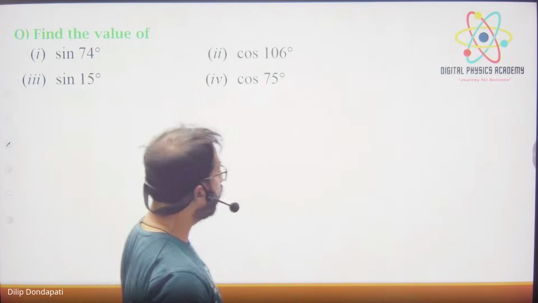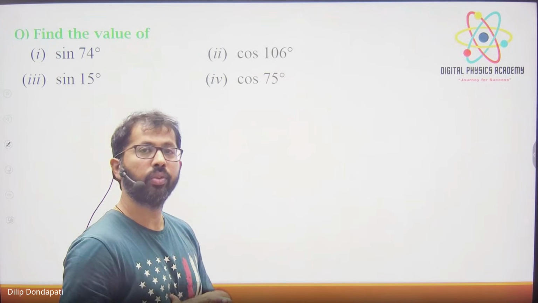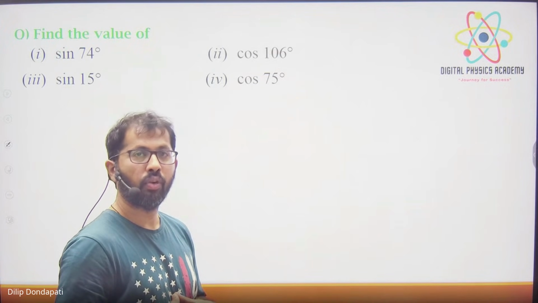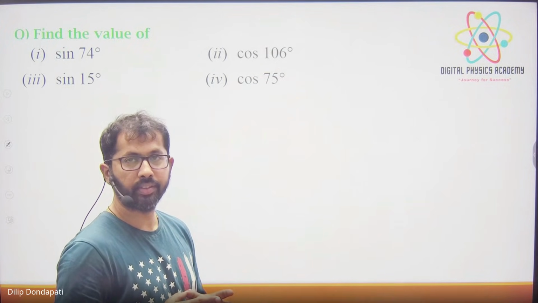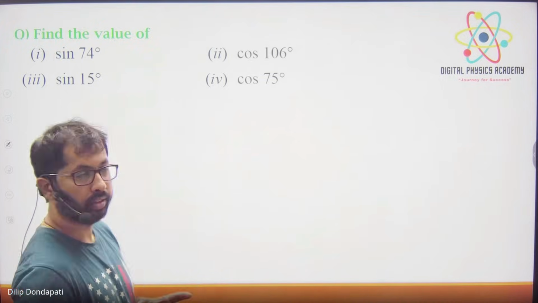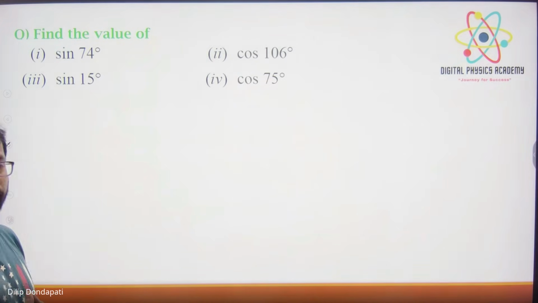Sir, for the third one, it says sine 15, right? For sine 15, I can take 30 by 2, right? No, don't take that. Again, you can use that addition subtraction formula. 45 minus 30 I can take, right? So I take the last one only. Yes. Sin A minus B, you can use the formula, and so on.